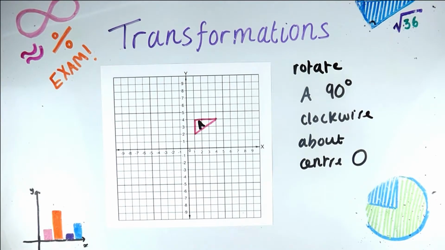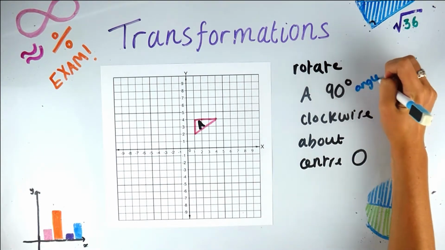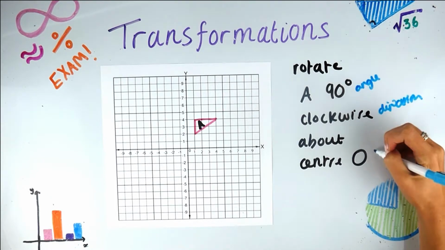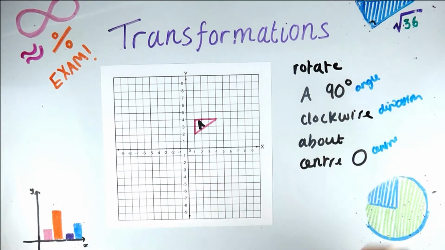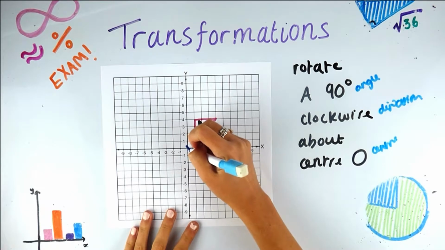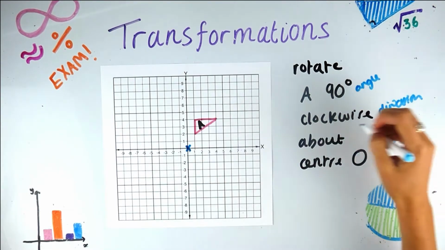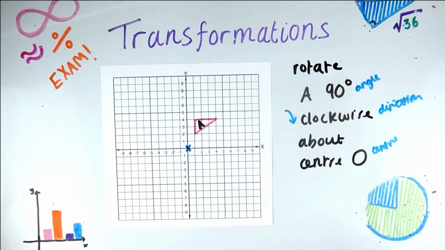Okay, next exam question says rotate A, so the triangle A, 90 degrees clockwise about centre O. So first of all, the three things we needed for rotation, this is a good example of it, writing it down here. We've got the angle here, 90 degrees, we've got the direction, which is clockwise, and we've got the centre here, and big O means origin. So we're going around this point, 90 degrees clockwise, the way the clock ticks.